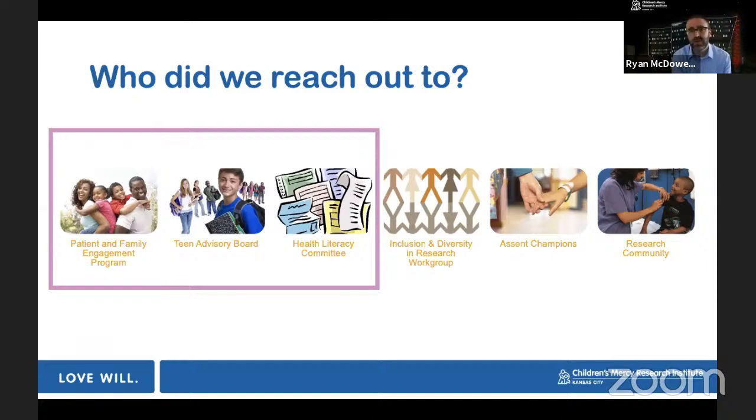We did a lot of focus groups on getting feedback on their interactions with the IRB and what it's like to draft a consent form and some of their challenges. But I really want to highlight today the three with the box around them there: the patient and family engagement program, the teen advisory board, and our health literacy committee. Next slide.